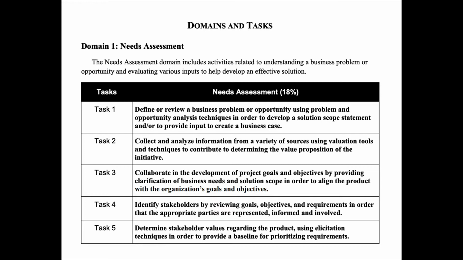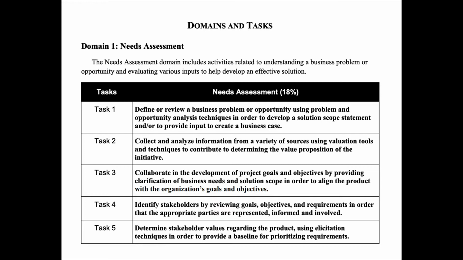3, collaborate in the development of project goals and objectives. 4, identify stakeholders by reviewing goals, objectives, and requirements. And 5, determine stakeholder values regarding the product.